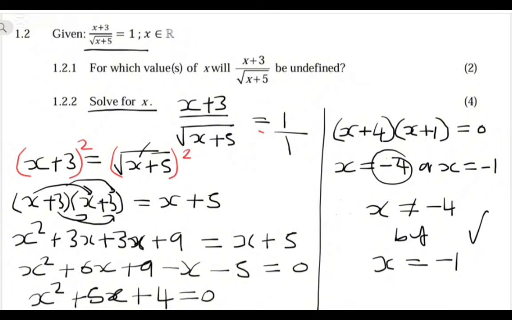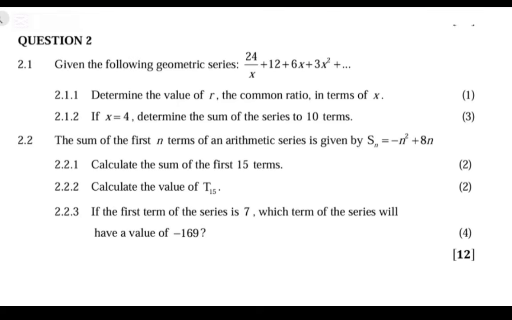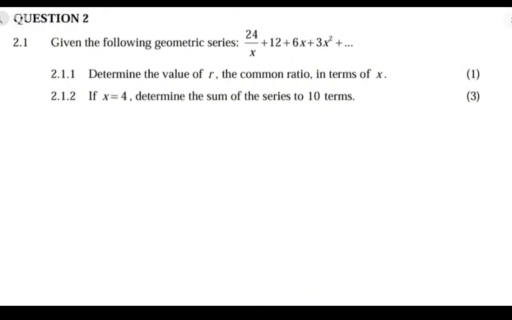So let's move on to question 2. Question 2 carries 12 marks. So let's first start with 2.1. It says that given the following geometric series, they're giving us this pattern, this series that is there. 2.1.1, determine the value of r, the common ratio, in terms of x. In other words, you don't have to look for the value of x here.